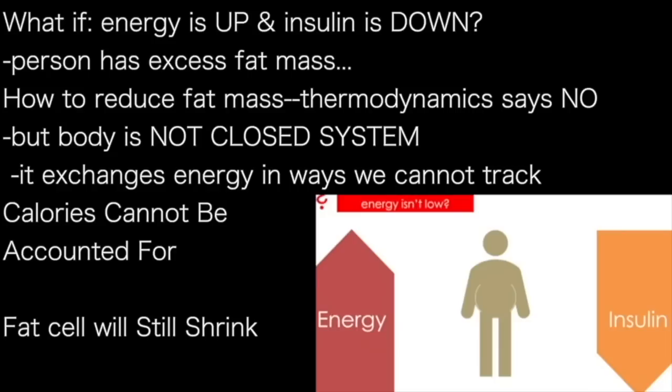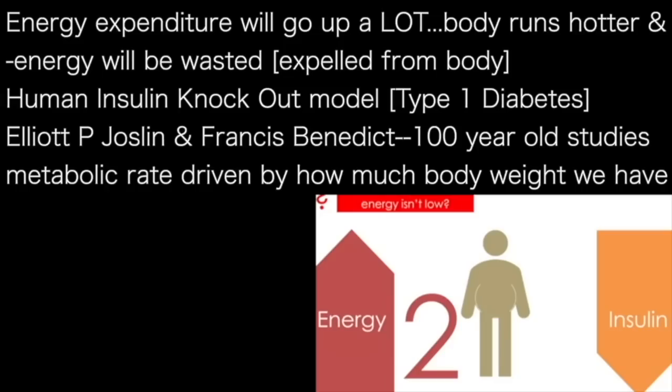So what happens though? If energy is abundant, but insulin is down, how can I be so bold as to say the fat cell will still shrink? Because it will. Two things will happen. One, energy expenditure will go up by a lot. And I'm going to revisit this in just a moment. So the body literally starts running hotter. You're increasing the idle of the engine. Resting energy expenditure just goes up. And not even a little.